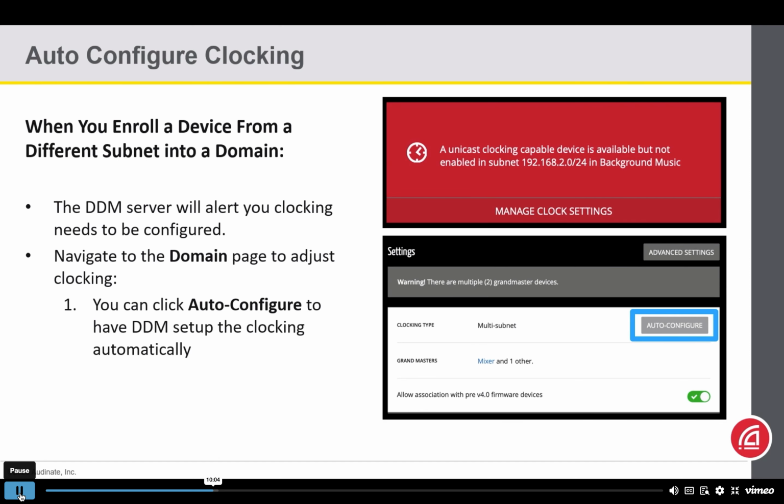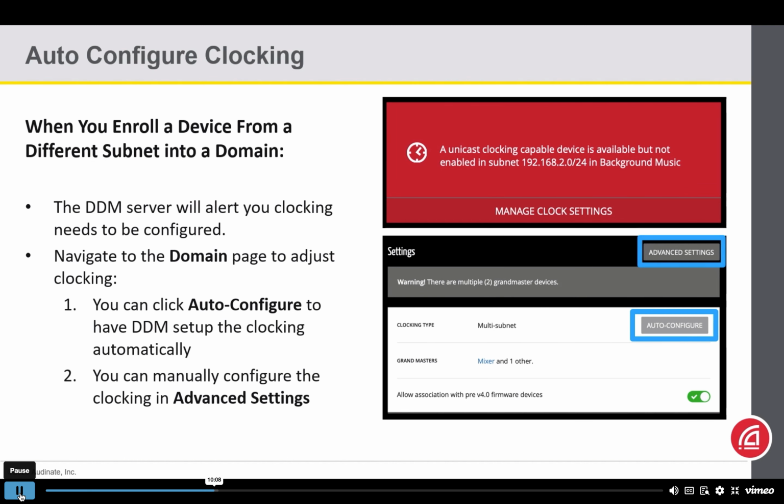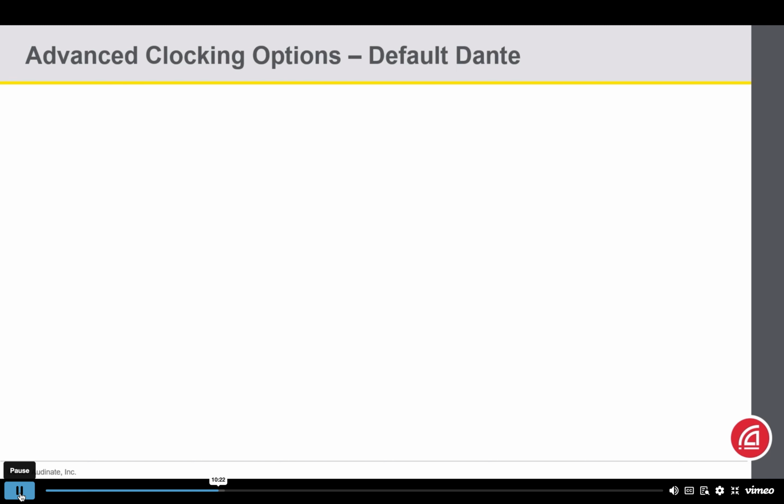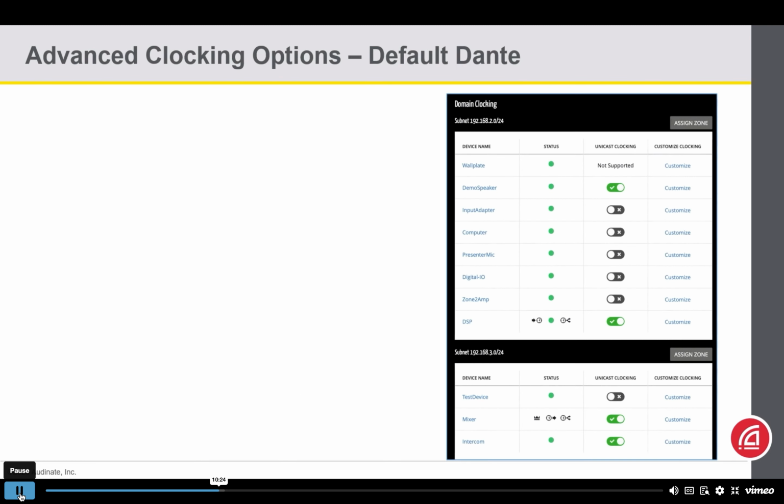Now, there are definitely times when you'll need to manually configure clocking. These depend on your architecture, system clocking complexity, or that you just want to be more granular with the controls. You can do all that as the DDM administrator. Let's review this in the following slides. Clicking on Advanced Settings opens up the clock settings for the domains. The first set of options are audio clocking parameters. We'll go over that in detail later in this lesson.